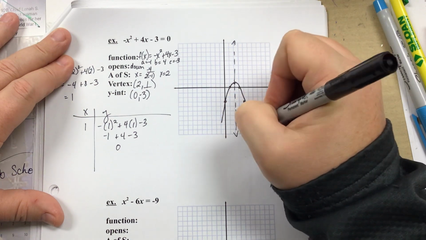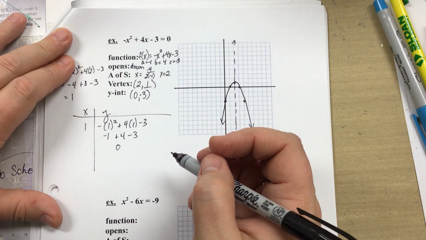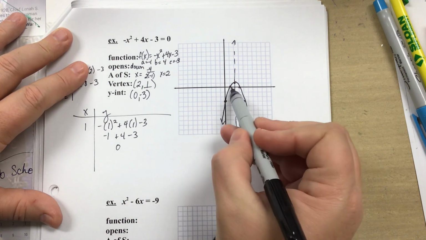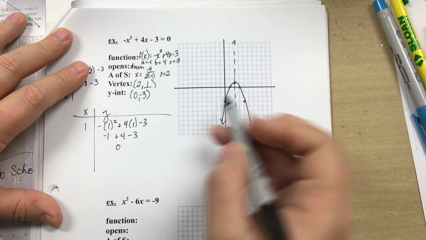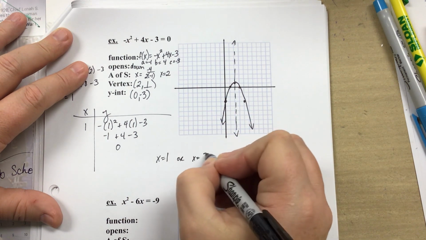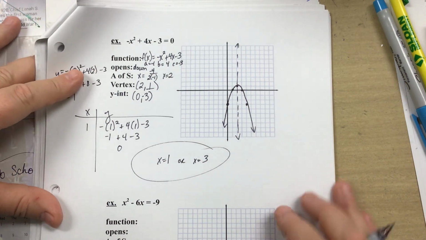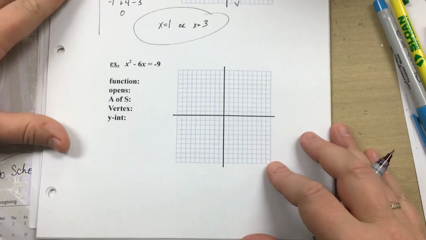If I draw my graph here, again, the solutions are my x-intercepts. So it's going to be at 1 and at 3. So x equals 1, or my other answer is 3. Two possible solutions. Okay, and the last one.